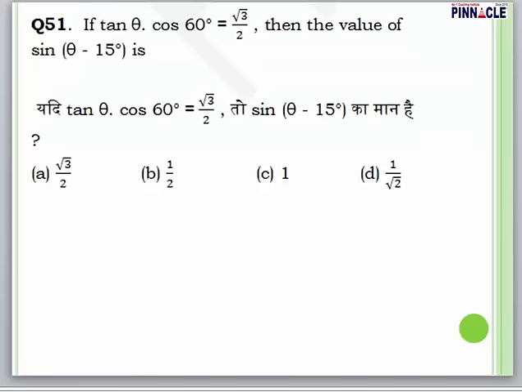Now question number 51 is: if tangent theta into cos 60 degree is equal to root 3 by 2, it means the entire expression is root 3 by 2. Cos 60 is equal to 1 by 2, then tangent would be root 3. So tangent root 3 is equal to 60 degree. It means theta value is 60 degree. We have to find the value of sine of 60 minus 15, that is sine 45, and sine 45 is 1 by root 2.